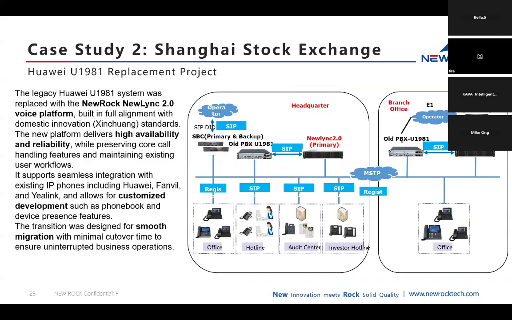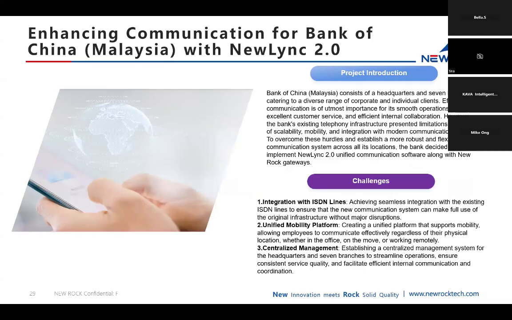New Link 2.0 delivers high availability and reliability while preserving core handling features and maintaining existing user workflows. It supports seamless integration with existing IP phone brands, including Huawei, Fanvil, and also Yealink IP phones. Based on this project, we also had requirements for customized development, such as phone book and device presence features. The next case study we can go through is the Bank of China, Malaysia.